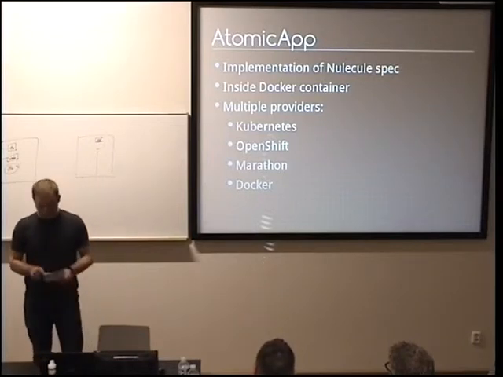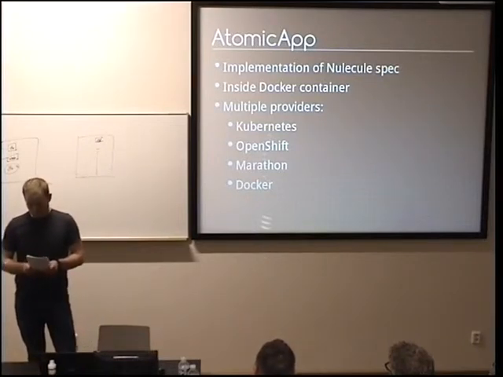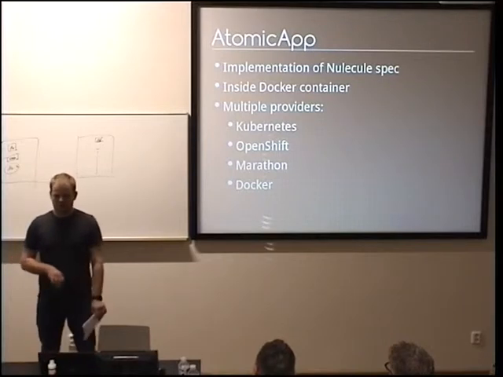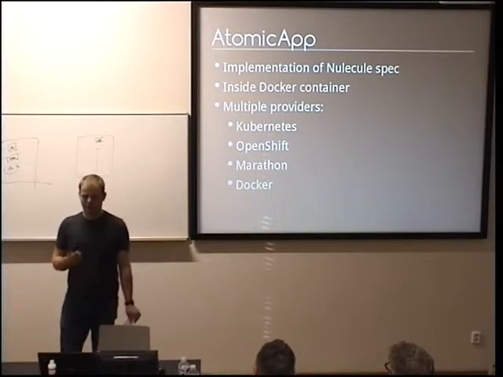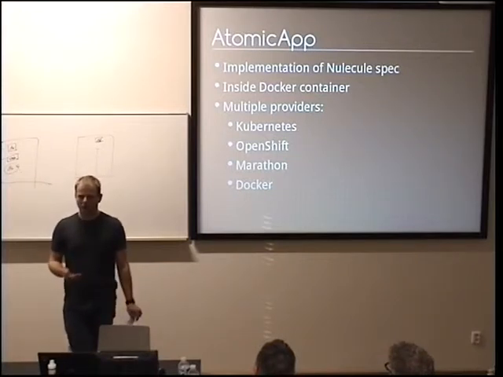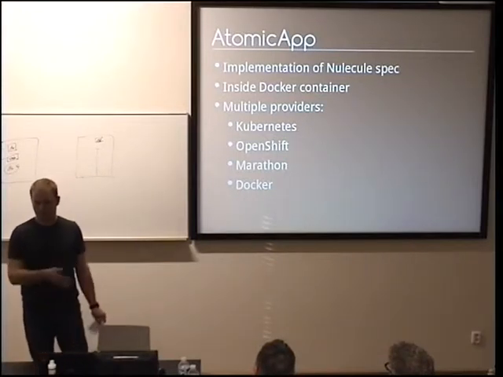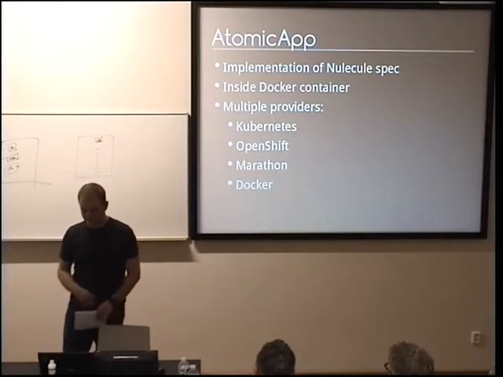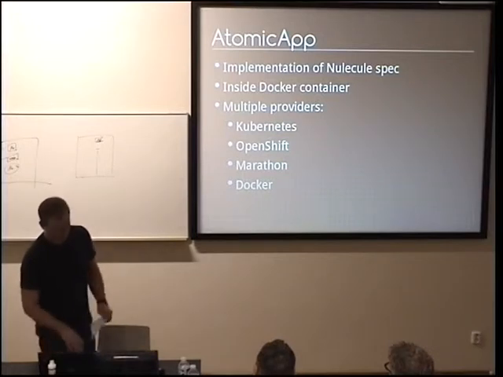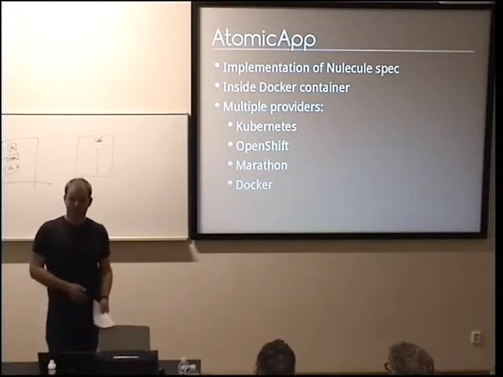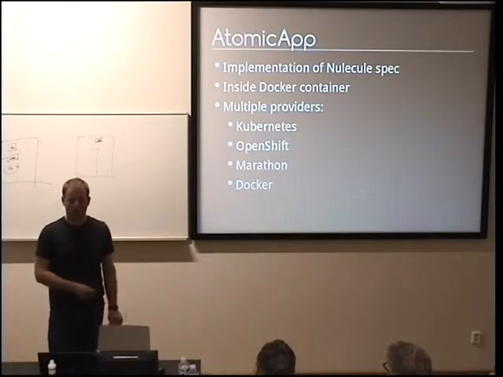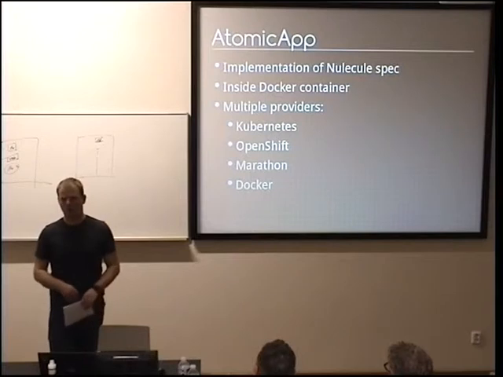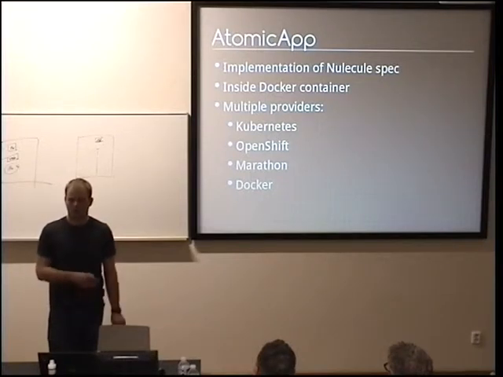And also, AtomicApp currently supports multiple providers. It's Kubernetes, OpenShift, Marathon, and Docker. So you can use AtomicApp to deploy containers on those four systems. All is based on Docker. So to summarize, we have Nulecule, a specification that describes an application, and then we have AtomicApp. AtomicApp knows how to deploy containers based on the Nulecule specification.